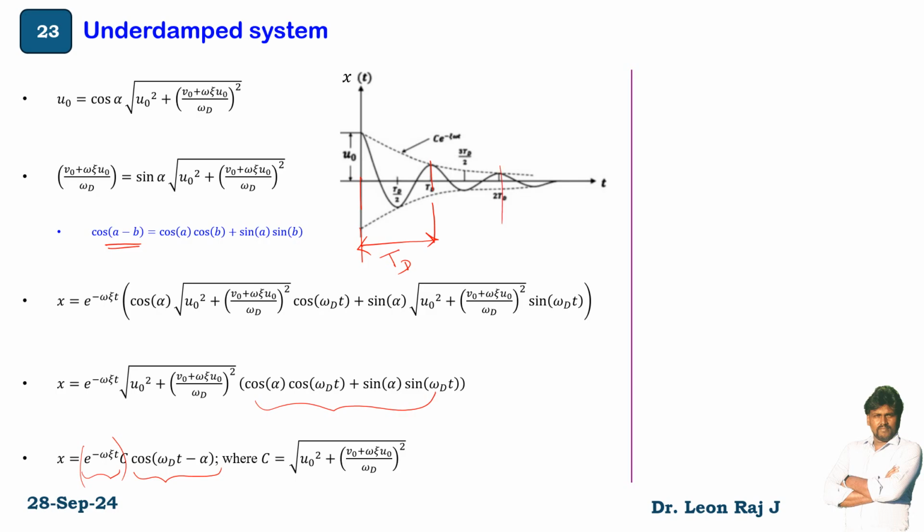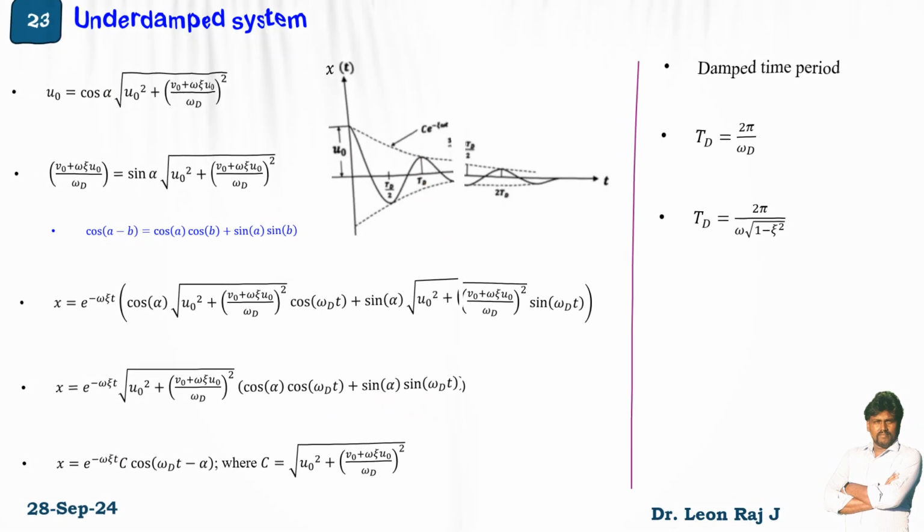So another vibration is completed after another Td. Damped time period. So why is it called Td? This is nothing but the damped time period. So damped time period is nothing but 2 pi by omega d. So Td is equal to 2 pi by omega times the square root of 1 minus psi square.